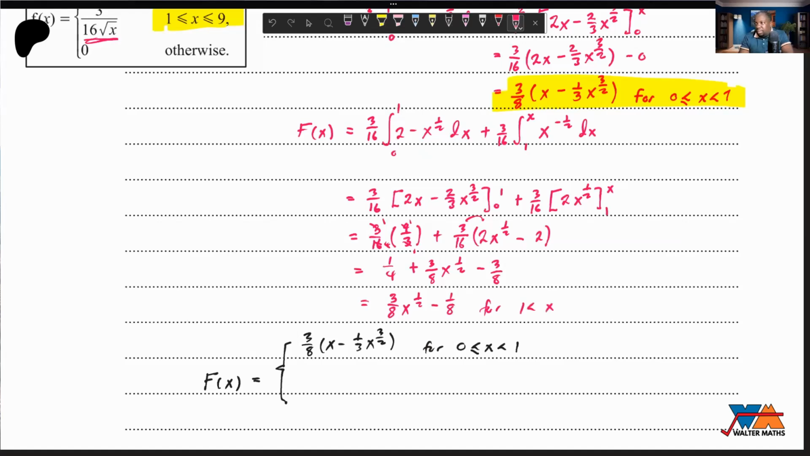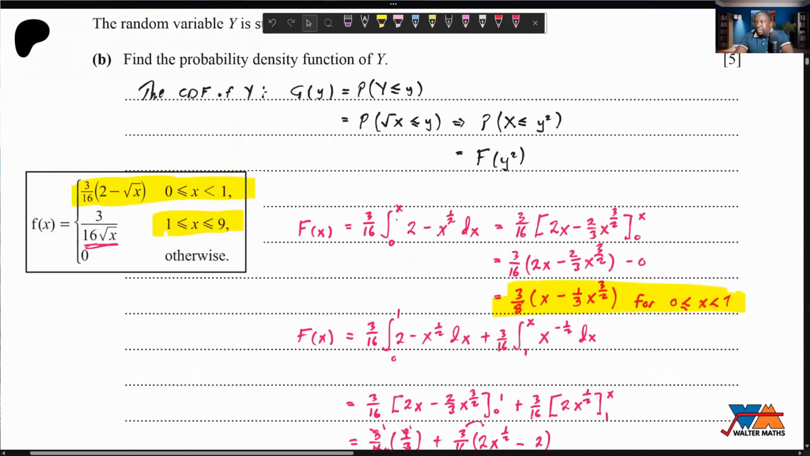So let's have it like this. It's 3/8 of x to the power of a half minus an eighth, and this is for 1 up to 9. Okay, so this is what we're having here.